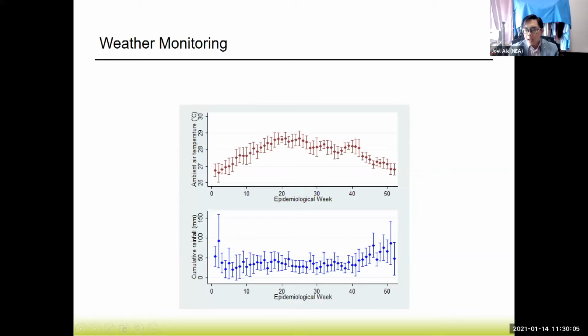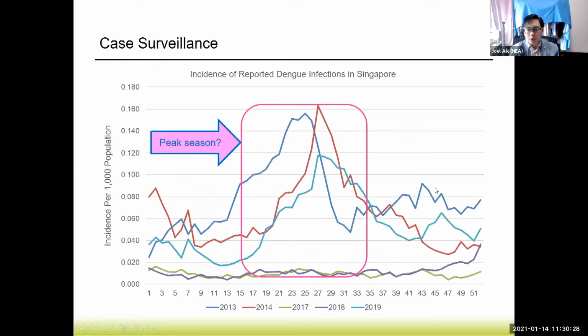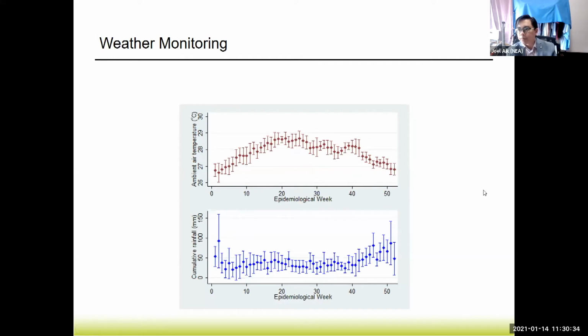Now, anyone can respond in the chat. What do you observe about the pattern of temperature in Singapore within the year? So if you look at the first figure on top, that shows the mean temperature by epidemiological week within the year. What do you notice about that? And how do you relate that to this particular figure where you see the peak in dengue transmission in the middle of the year? Anyone?